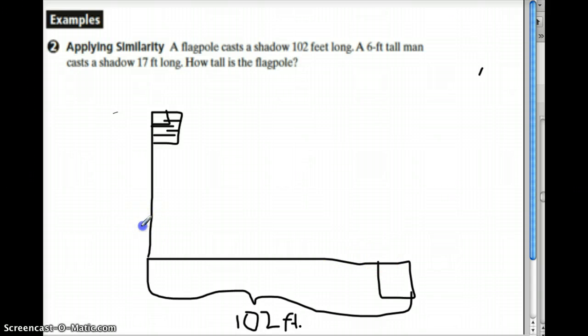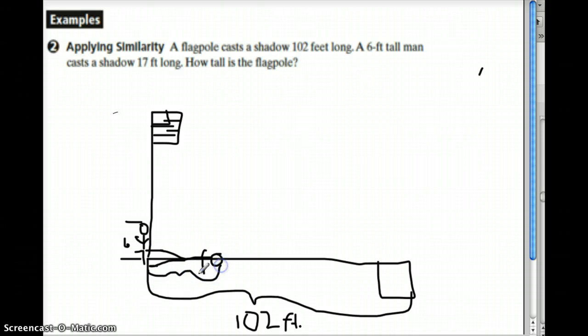We have a man standing next to the flagpole, and here's my little guy. Okay, and he is 6 feet tall. All right, so he's 6 feet tall, and his shadow is, I'm going to draw his shadow right here. Here's his shadow, and we know that his shadow is going to be 17 feet long.